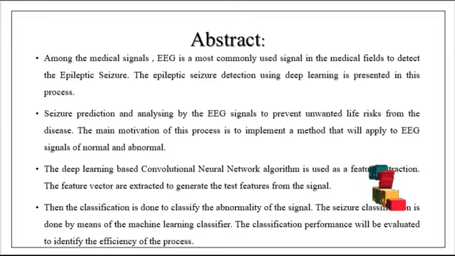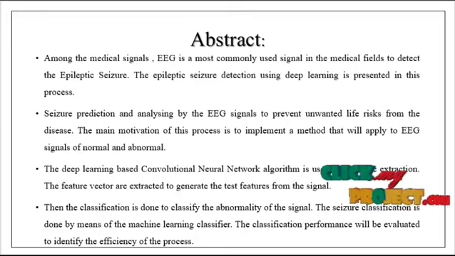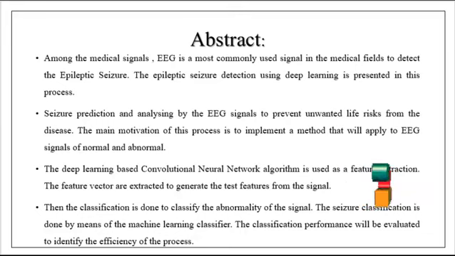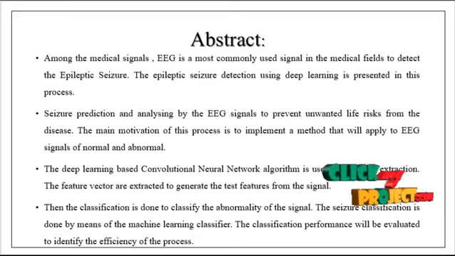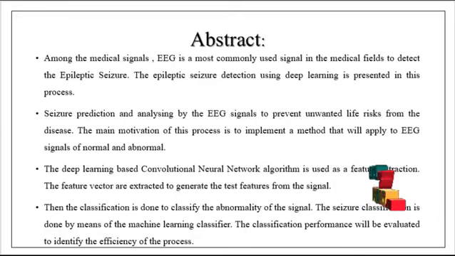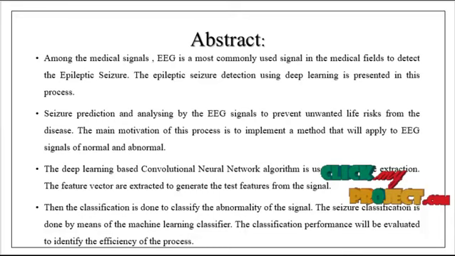The main motivation of this process is to implement a method that applies to EEG signals, whether they are normal or abnormal. We have to classify these. The deep learning based convolutional neural network algorithm is used to extract the features from the signal. Then the extracted features are generated as a test feature vector. After this, classification is done to classify the abnormality of the signal.